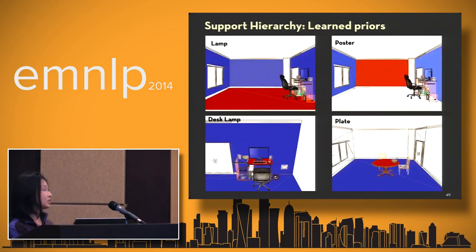Here are some more visualizations where the red indicates areas of strong likelihood. A lamp is likely to be found on the floor. A desk lamp, however, is probably likely to be found on the desk, poster maybe on the wall, and plate on a table.